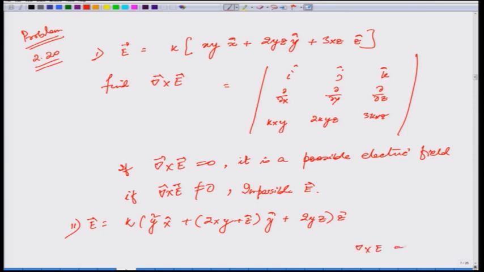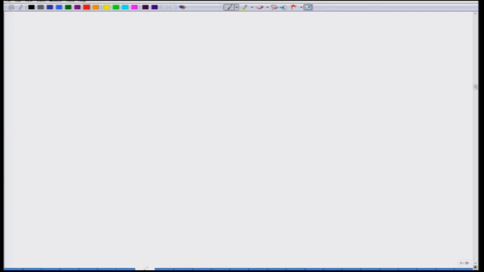You will get that the curl will vanish here. So this is a possible electric field, but this will not. The rest is only mathematical steps, and I hope you will do it.